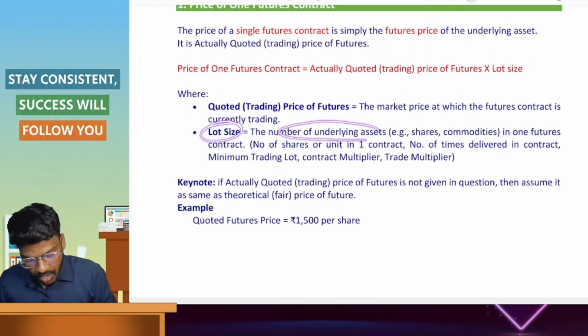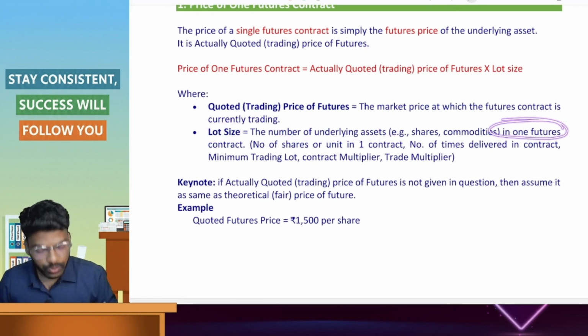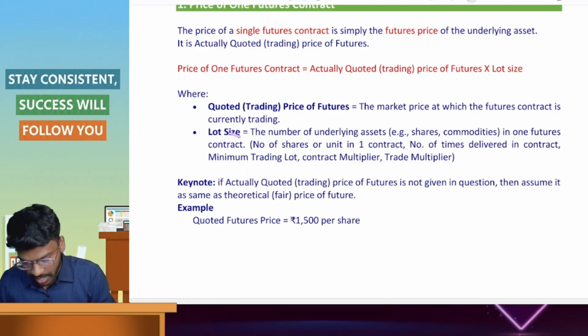Lot size is the number of underlying assets in one future contract. In one future contract it can be 100.